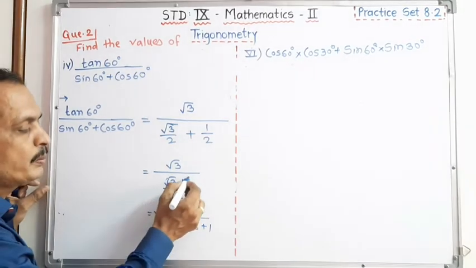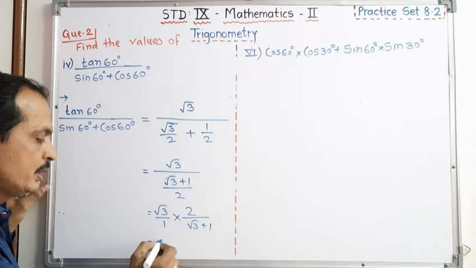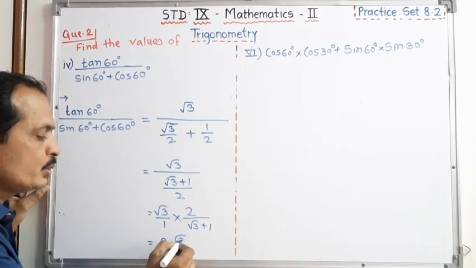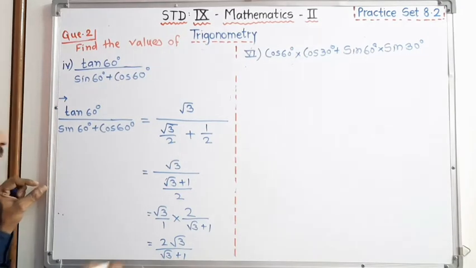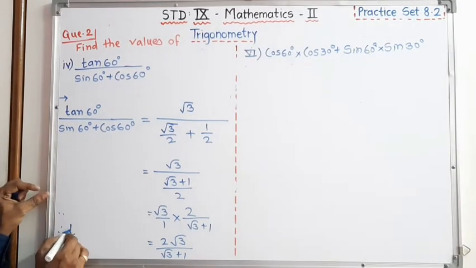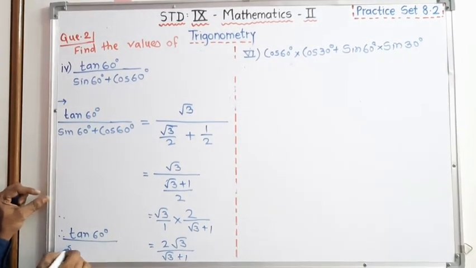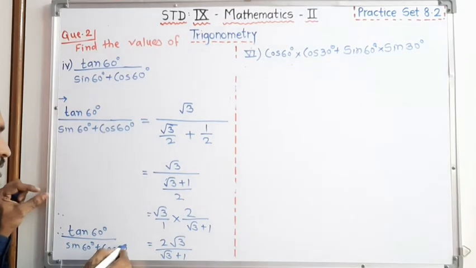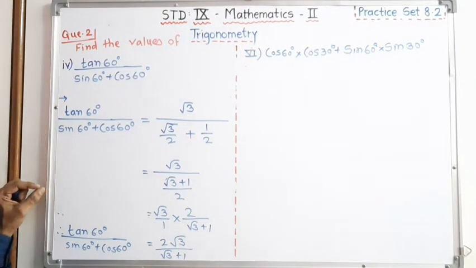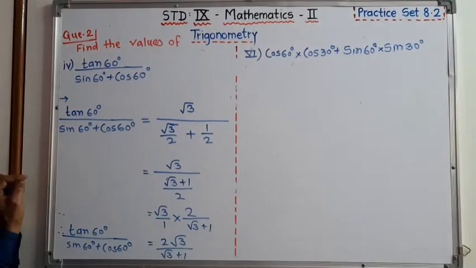This root 3 plus 1 upon 2, it will get 2 upon root 3 multiply. Therefore 2 into root 3 upon root 3 plus 1. This is our final answer. Therefore tan 60 degree upon sine 60 degree plus cos 60 degree is equal to 2 root 3 upon root 3 plus 1.